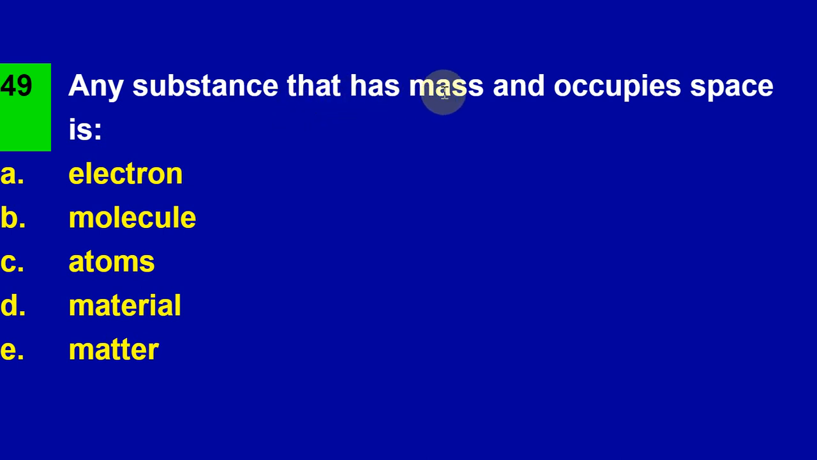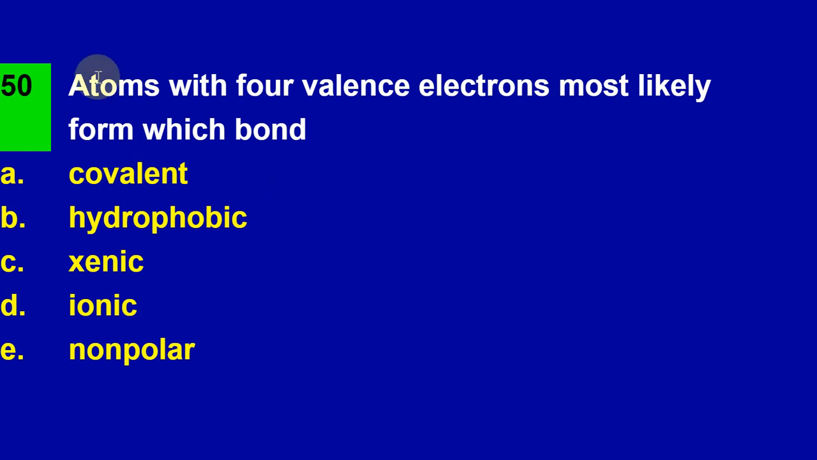Any substance that has mass and occupies space, remember? Matter. Next. Okay, atoms with 4 valence electrons most likely form which bond? Remember, is it ionic or is it covalent? All right, it's covalent.